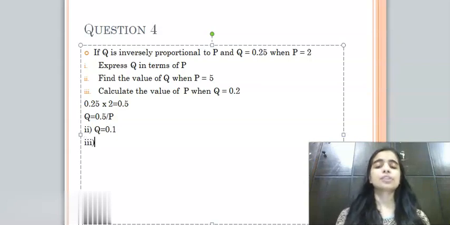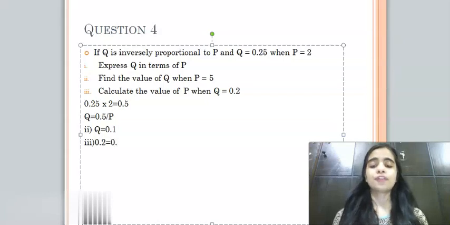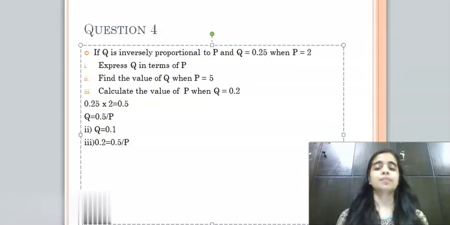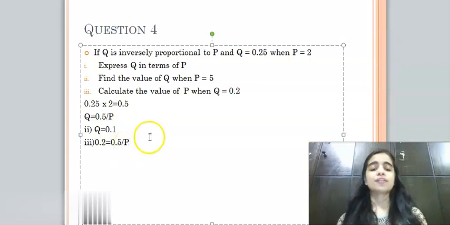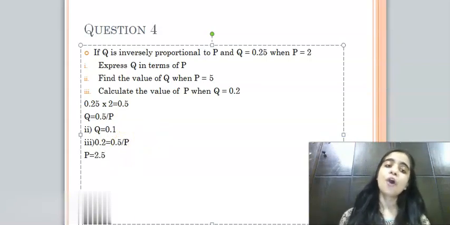For part number 3, calculate the value of p when q is equal to 0.2. Now I will plug this value 0.2 over here. So this will be 0.2 is equal to 0.5 divided by p. So we will switch places. We will do 0.5 divided by 0.2. That is 2.5. So the value of p will be 2.5. And we are also done with question number 4.